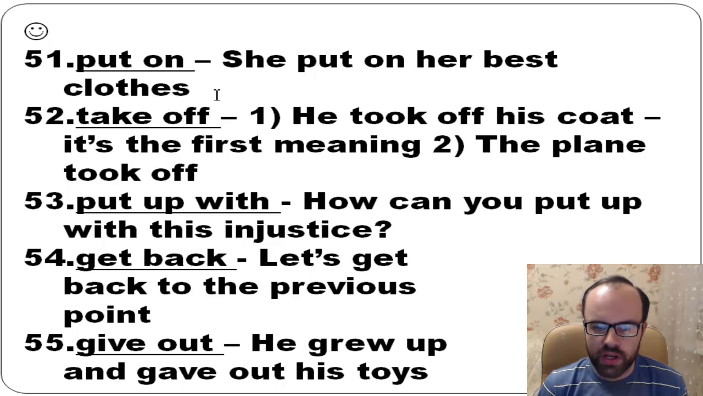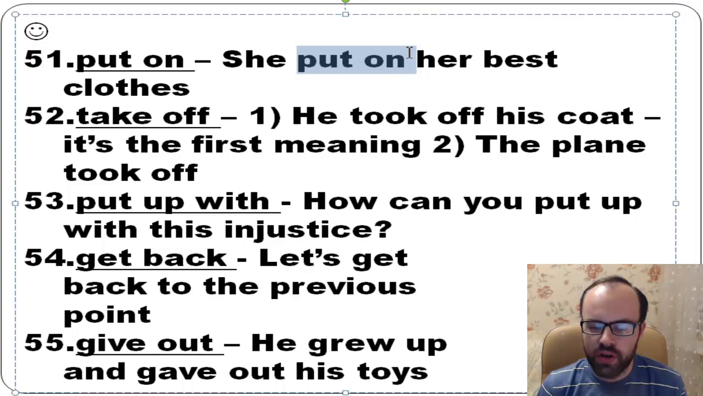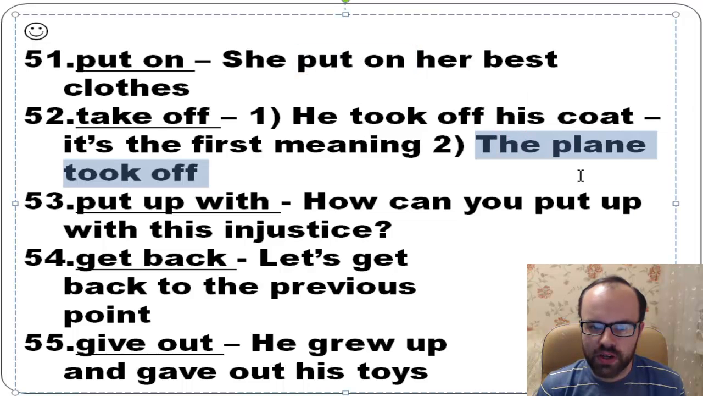Okay, take off. It has two meanings. He took off his coat. So put on is when we put clothes on our body, and take off has the opposite meaning, when we take it off our body. He took off his coat. That's the first meaning. And the second meaning: the plane took off. You can say that the plane landed, it's one meaning, and the opposite meaning, took off. The plane took off, and maybe we see this plane in the sky.